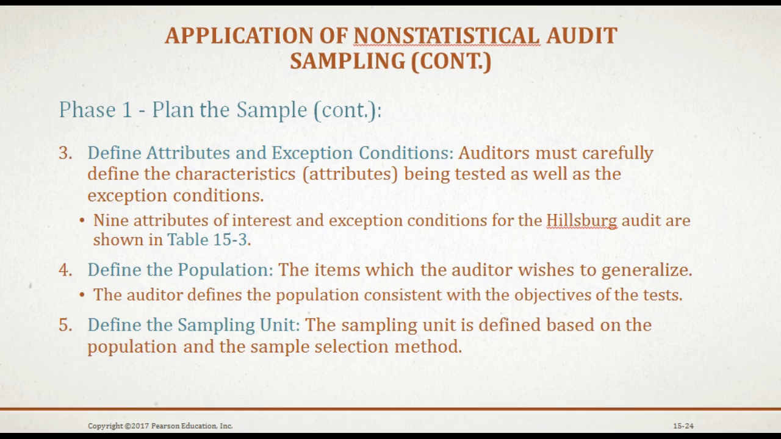The third step in Phase 1 is defining the attributes and exception conditions. The auditors must carefully define the characteristics or attributes being tested, as well as the exception conditions. The fourth step in Phase 1 is defining the population. These are items which the auditor wishes to generalize. The auditor defines the population consistent with the objectives of the test. The fifth step of Phase 1 is defining the sampling unit. The sampling unit is defined based on the population and the sample selection method.